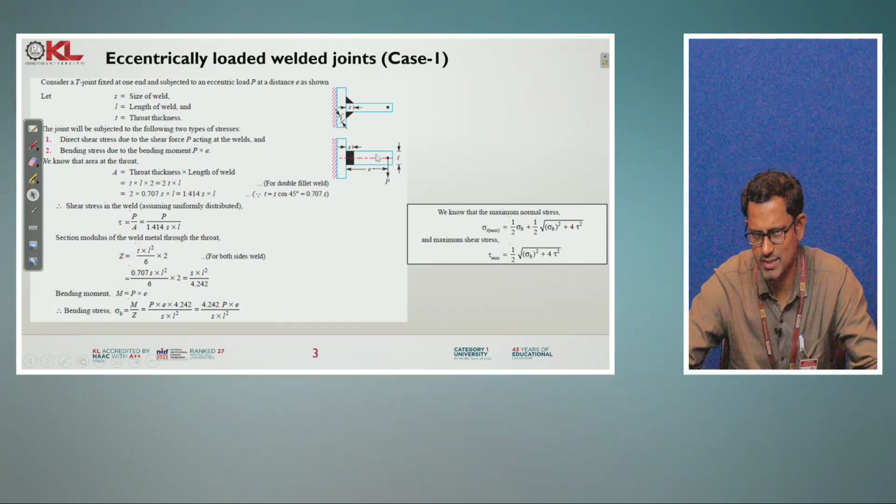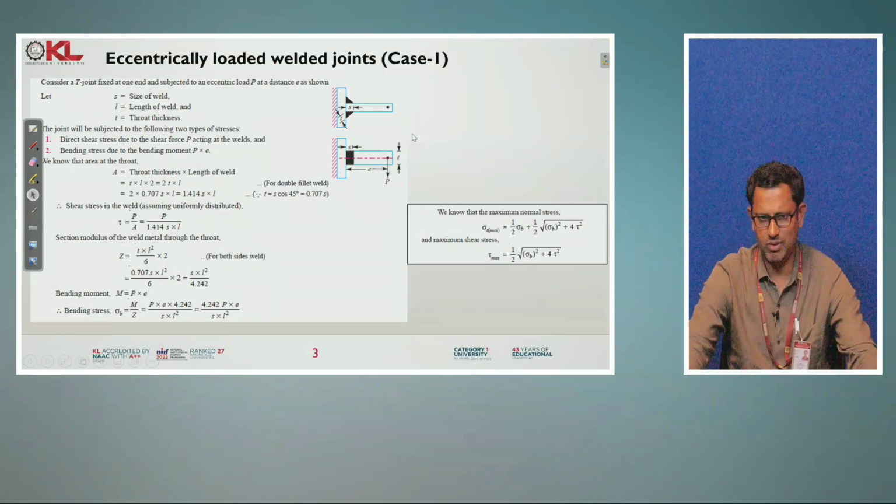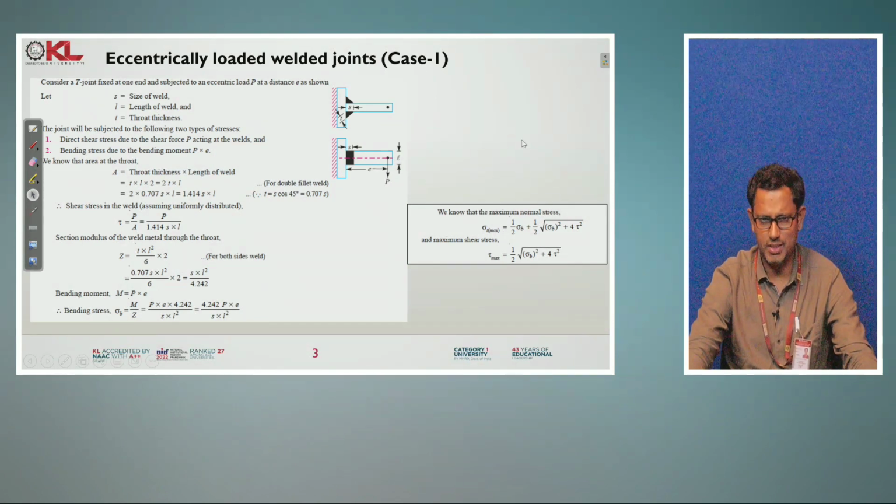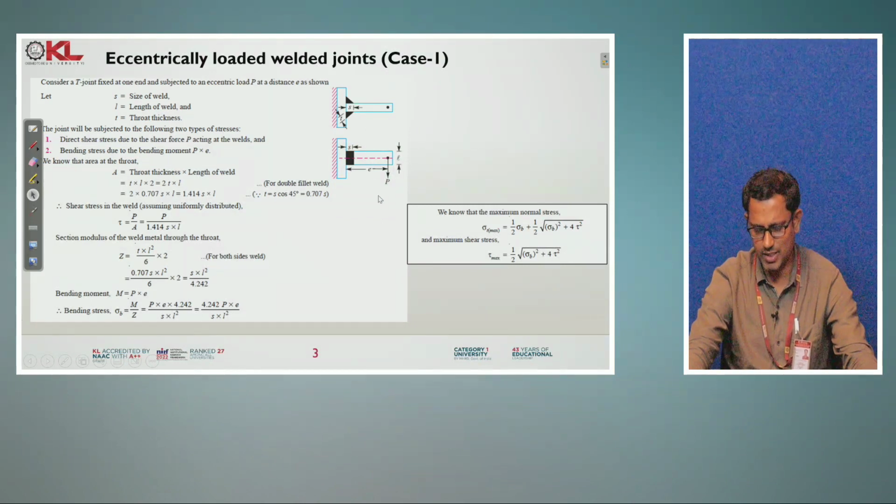S is the leg size, L is the length of the weld, and T indicates the throat thickness. You have seen in the previous session how to calculate the throat thickness value and the weld area. Now in this case it is a double transverse fillet weld. So as case 1, we are going to see how to design a double transverse fillet weld subjected to eccentric loading.